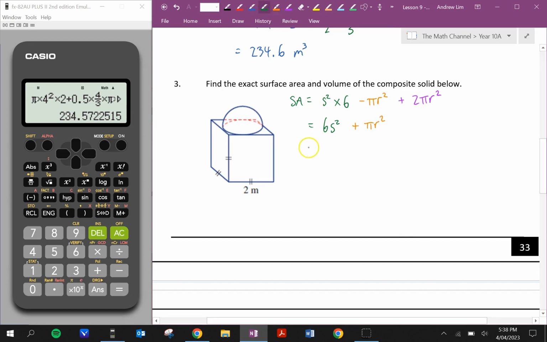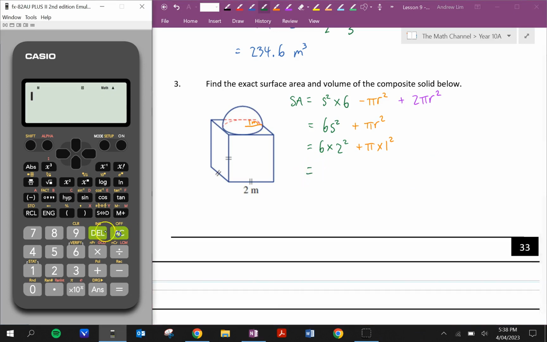Okay, so let's just sub in the values now. 6 times 2 squared, plus pi times the radius, which is 1. The radius is 1. Alright, half of the 2. And then we can put that in our calculator to give us our final answer. $27.14.